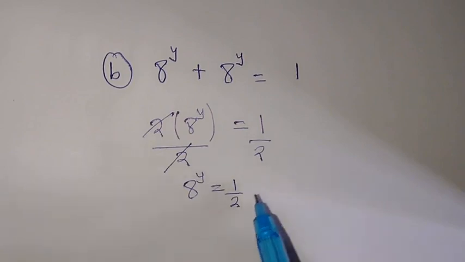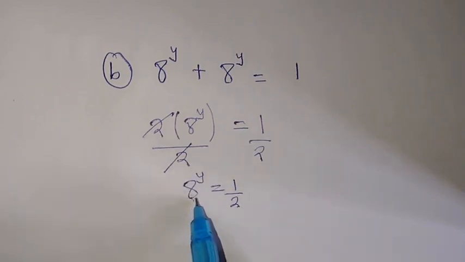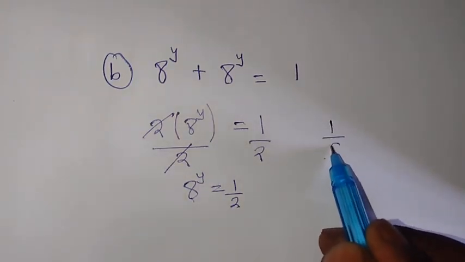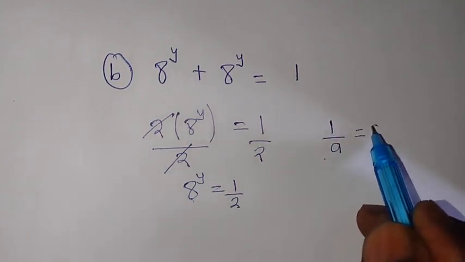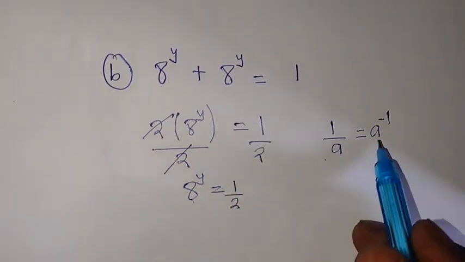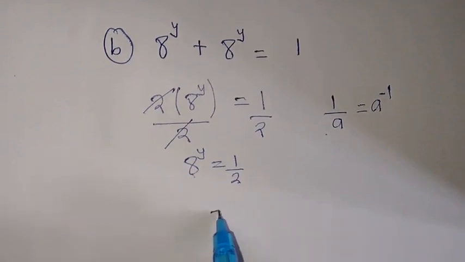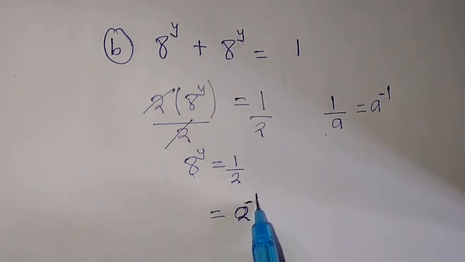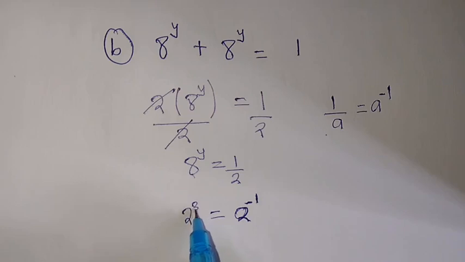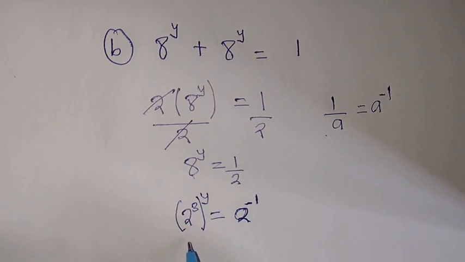So from here we can see that we have 8 here, which is the base. We need to find the value of y. If you have 1 over a, this can be written as a power negative 1. So we are going to write this 1 over 2 in this way: 2 to the power negative 1. Then here we have 8 power y. This can be written as 2 power 3 in brackets to the power of y. 2 power 3 means 2 times 2 times 2, 3 times, you get 8.